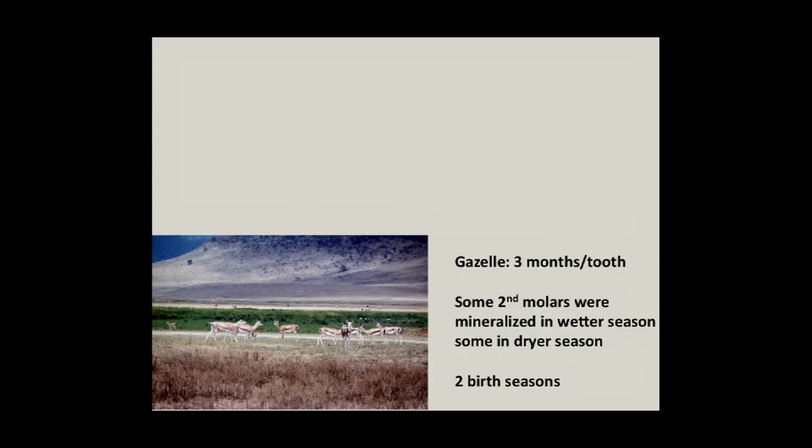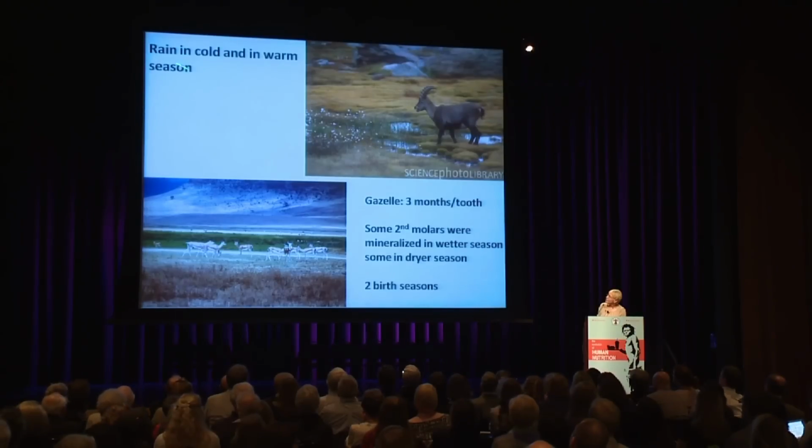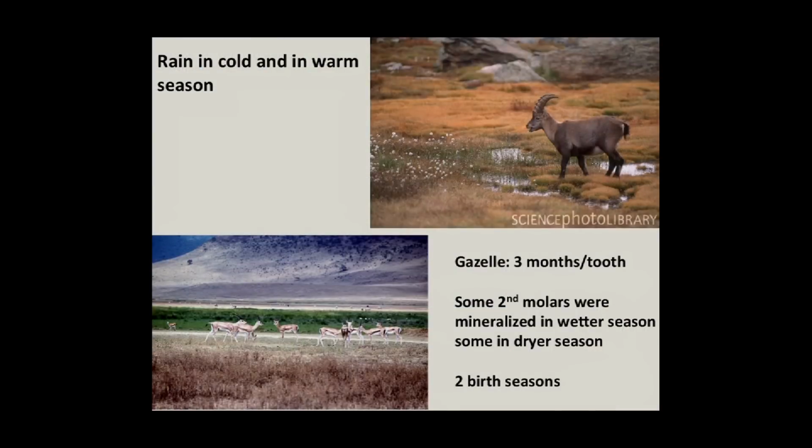And some of them we looked at all second molars, and we saw that some second molars were actually mineralized during drier seasons, and some were formed during wetter seasons. Gazelle only have 2 birth seasons at times of a lot of rain, and so we know that if they're having births in 2 seasons, it probably has a high rain intake. So based on rain in cold and wet, and rain in wetter and drier, we concluded that there was more rain and probably rain throughout the year. So unlike today's Israel, which has rain only once, and we tend to think of that as how Neanderthals lived. That is not how they lived.